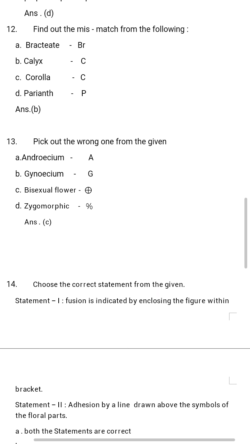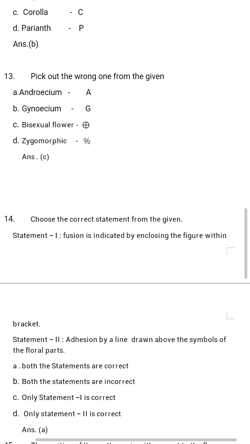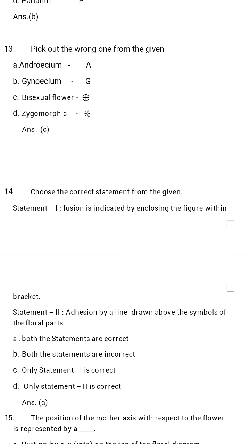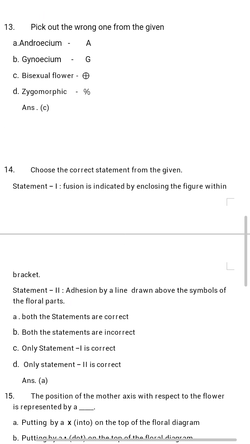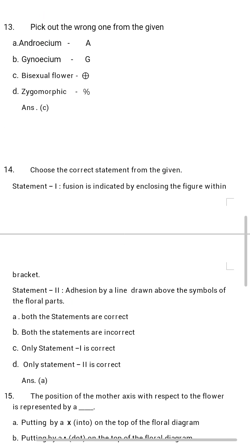Next, let us discuss the 13th question. Pick out the wrong one from the given. We need to identify the wrong one from the given four options. Androecium is indicated with the capital A, that is a correct pair. Gynoecium is also indicated with the capital G, that is also a correct pair.